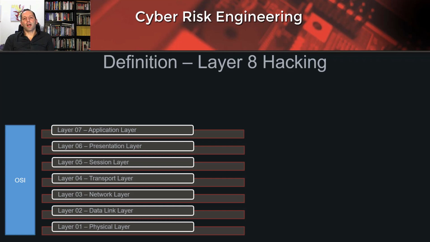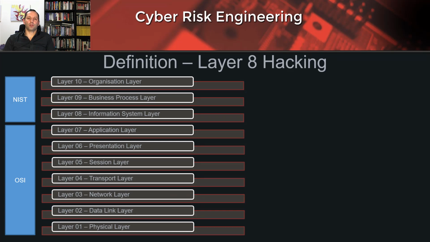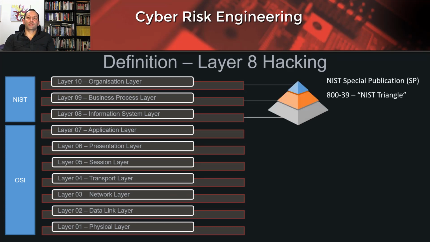So what can lie above these 7 technical layers? The National Institute of Standards and Technology, through special publication 800-39, developed the NIST triangle, as we call it, which is basically 3 layers describing what happens beyond the technical domain within an organization. You have the layer of the information system, then above that you have the business processes, referred to within the standard as mission or business processes, and then finally the organization itself at the top.